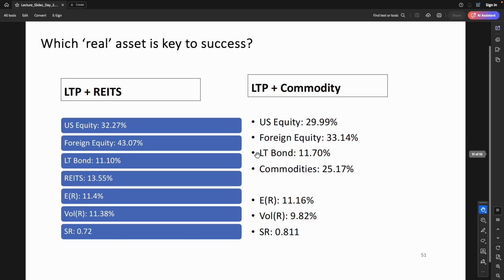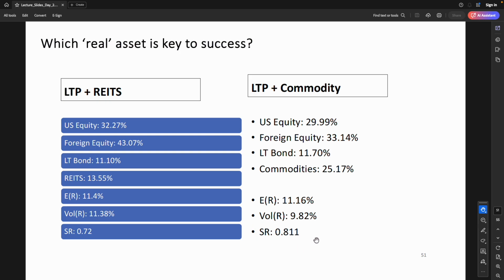Now, another thing I've been interested in has been to quantify which of the two alternative assets is the one to invest into if I could invest only into one. We know already it's the commodity. I argued for it and we saw it in the 9% versus 24% share. What I'm now doing is I want to compute the tangency portfolio according to Markowitz if I can only invest in LTP plus REITs or LTP plus commodity.